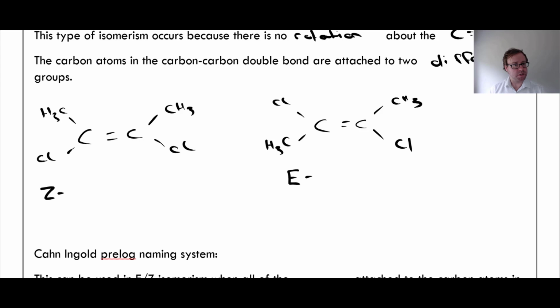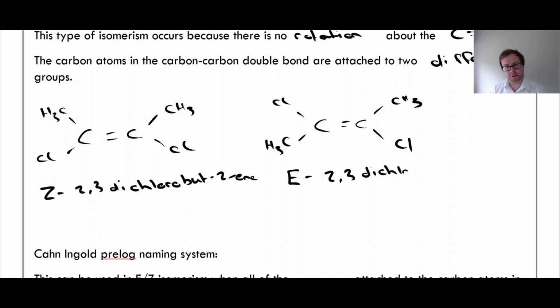So again, look for my longest carbon chain. 1, 2, 3, 4. So this would be butene, but I also have 2 chlorines, so it's on the second and the third carbon. So this would be Z-2,3-dichlorobutene. This would be E-2,3-dichlorobutene. And you may notice that these names haven't changed.